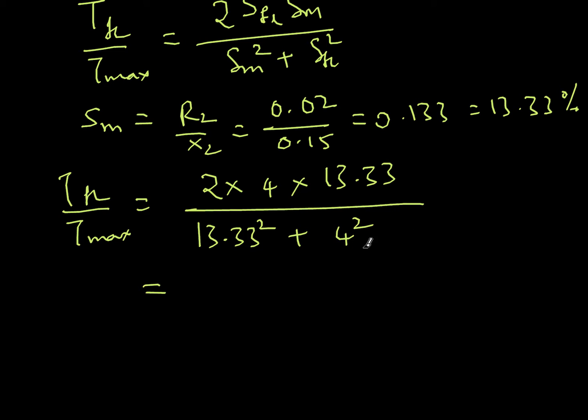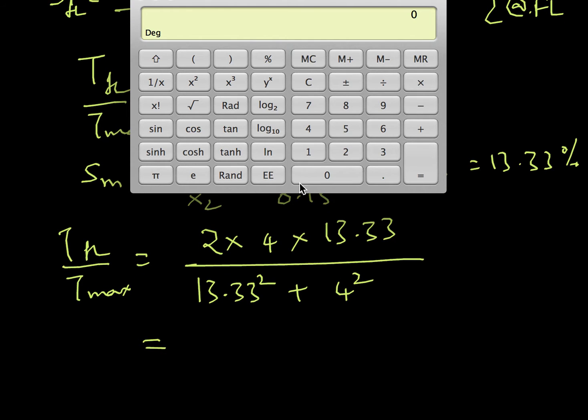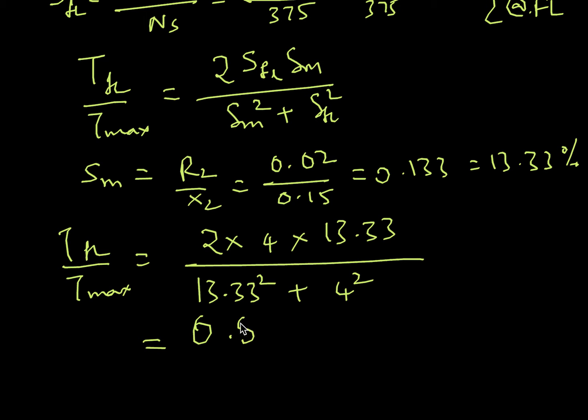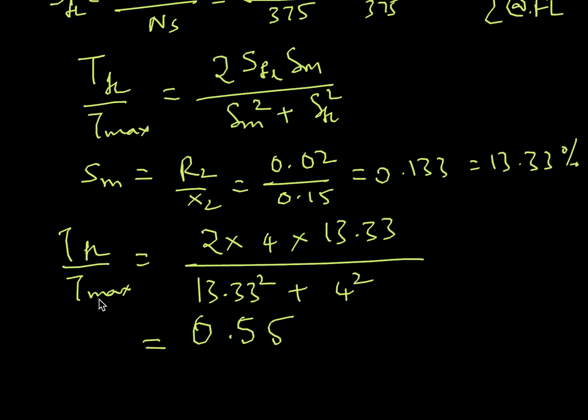Okay, so let's solve it. I go back to the calculator. Here you can see the numerator is 2 multiplied by 4 multiplied by 13.333. This is divided by, so I open the brackets, 13.333 square plus 4 square, then I close the brackets, then I say equal to. So I'm getting 0.55. Okay, so that's what I get from the calculator. So this is the ratio of full load torque to maximum torque.